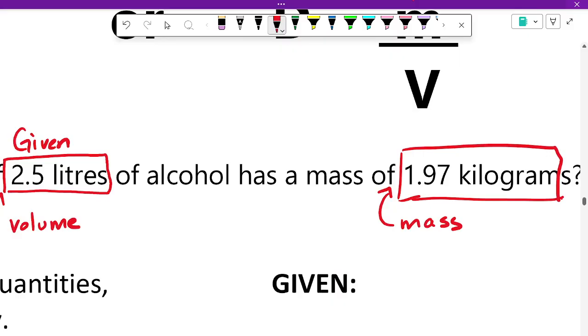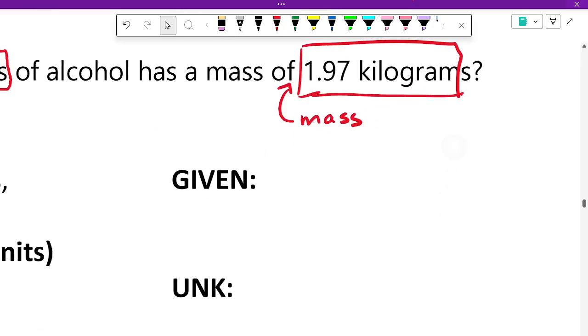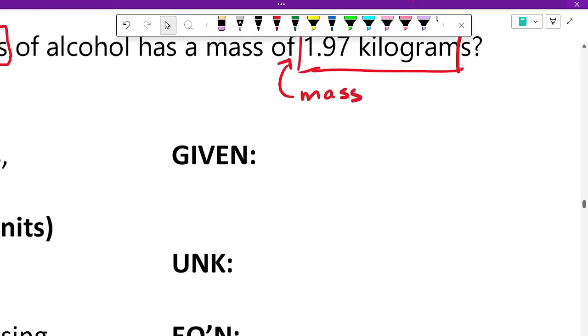So I want to see if you guys can write down the given and the unknown, and then we're going to mark it together. See if you can write down your given, your unknown, and the equation. Those first three. Have you guys written down your given, your unknown, and the equation?